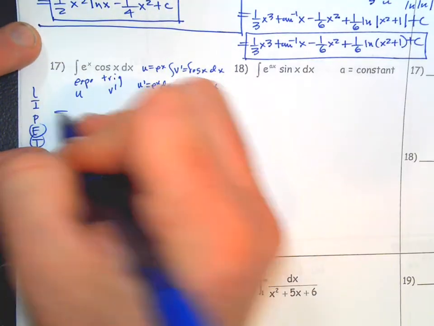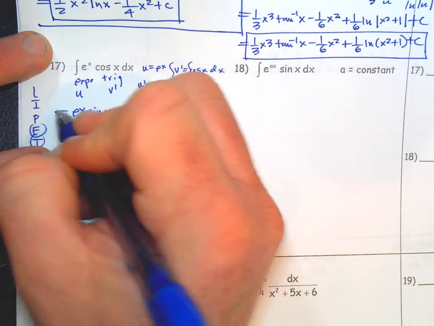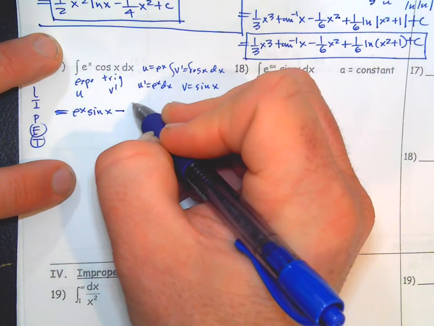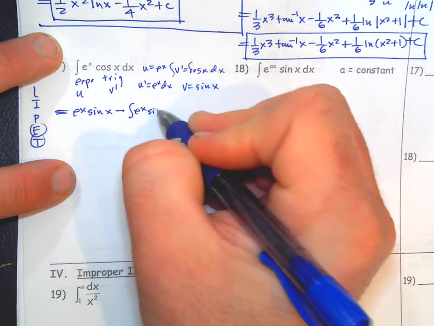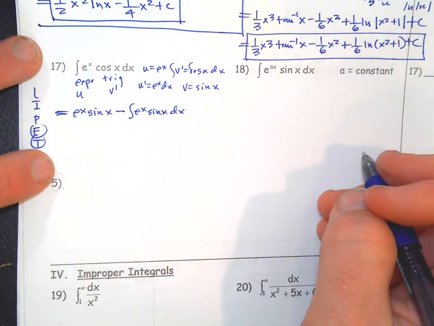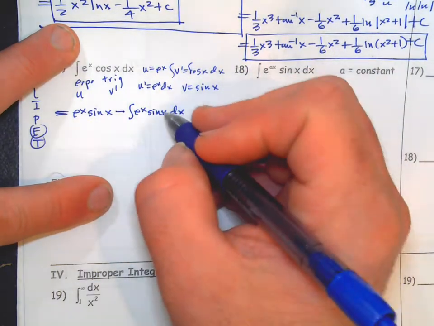So it's going to be UV, e to the x sine x, minus the two new things, e to the x sine x dx. Oh, you guys recognize what's happening? I think we're about to go in circles, but I also know how I'm going to deal with it. So we're going to do it again.